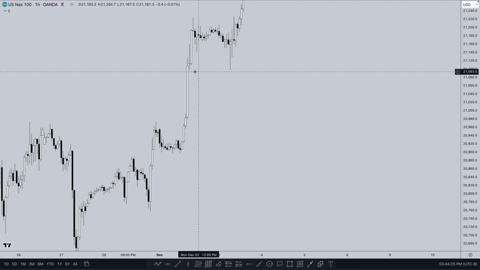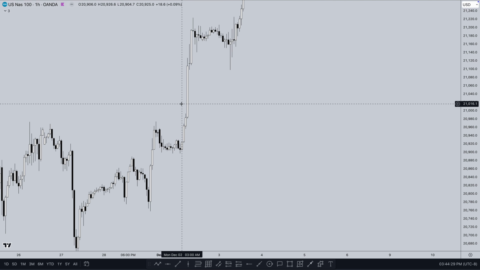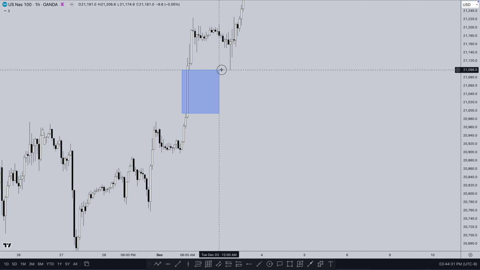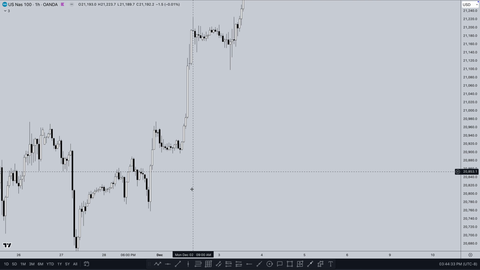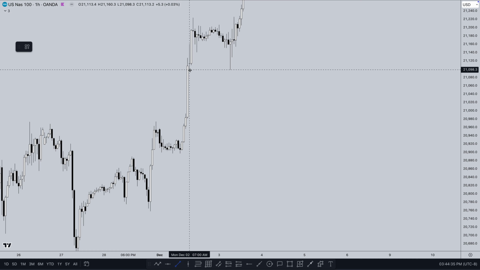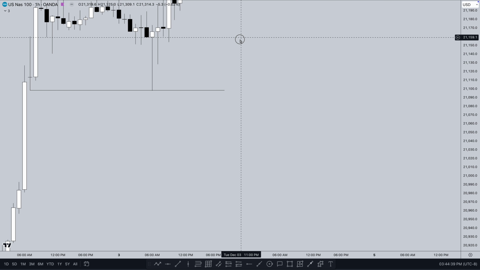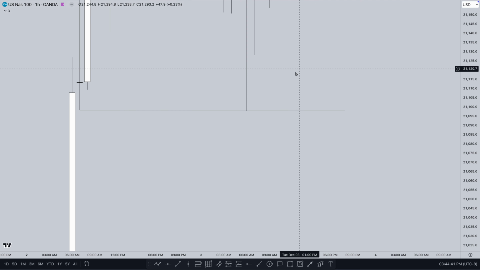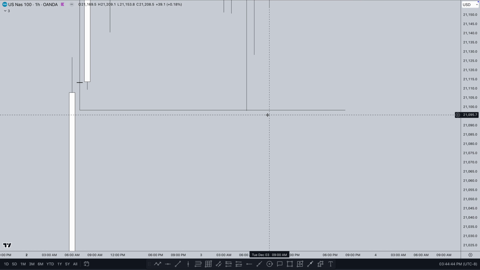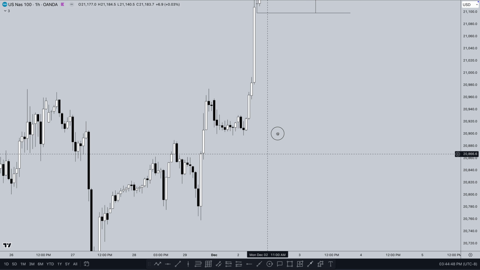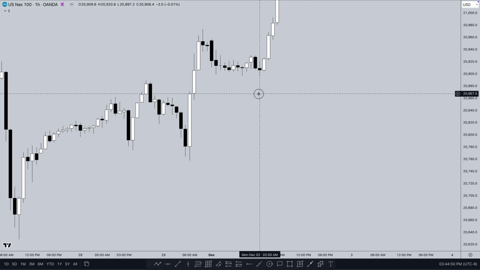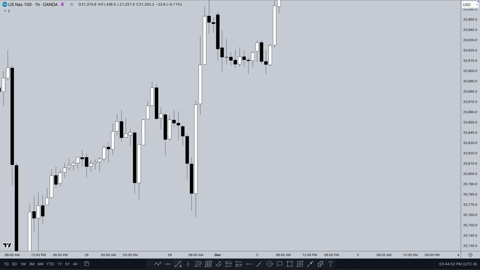Happens over and over. This one didn't quite make it. Did it make it? Right? There's a huge imbalance right here. Did price make it? It barely got to it. Barely touched it. And then flew. Right? You're going to see these examples over and over and over.